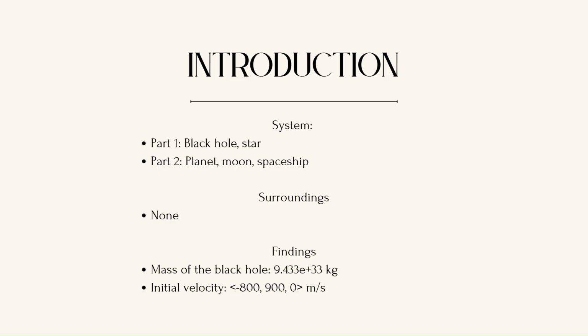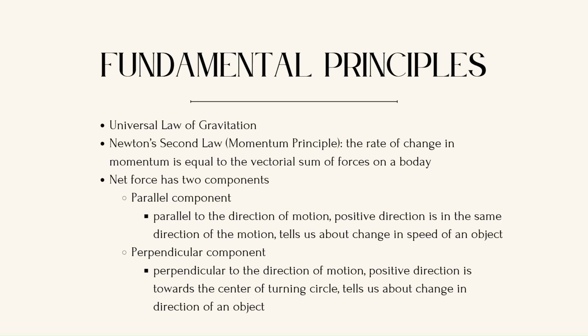For part 1, the system would be the black hole and the star, and for part 2, it would be the planet, moon, and spaceship. The surroundings are none. Here is a brief overview of our findings. The mass of the black hole ends up being 9.433 times 10 to the positive 33 kilograms. The initial velocity in the x direction is negative 800, and in the y direction it's 900 meters per second, 0 in the z direction.